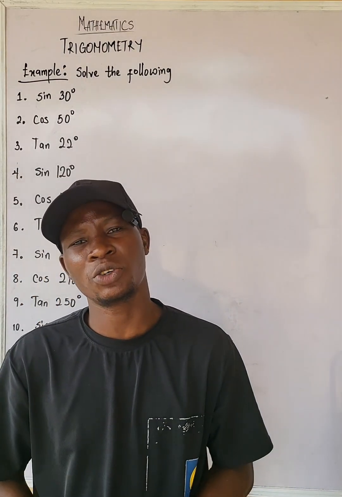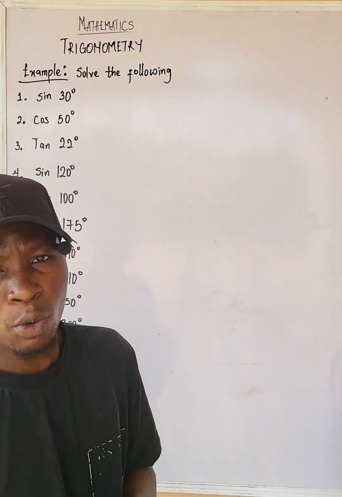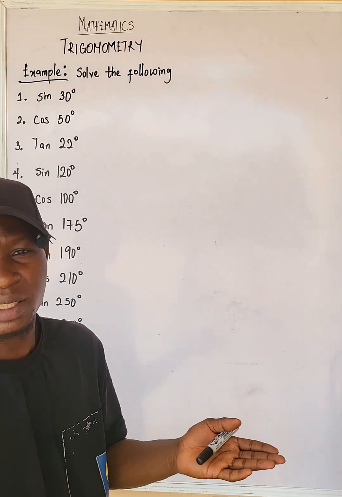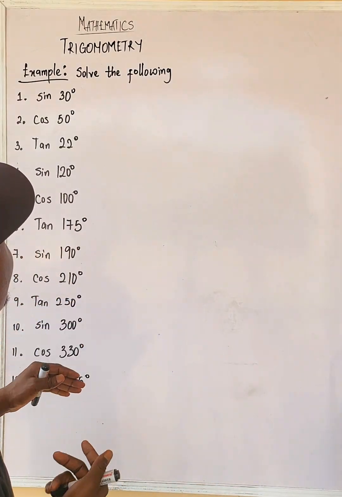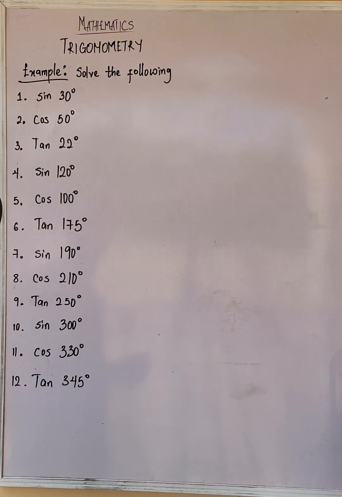Welcome back. So still on trigonometry. In the last video we talked about quadrants. So let's try and use the quadrant method to solve this question. The example says, solve the following. Question 1 says sine 30 degrees.